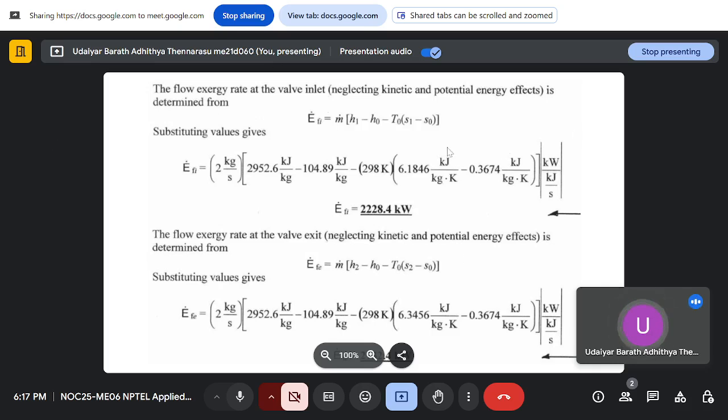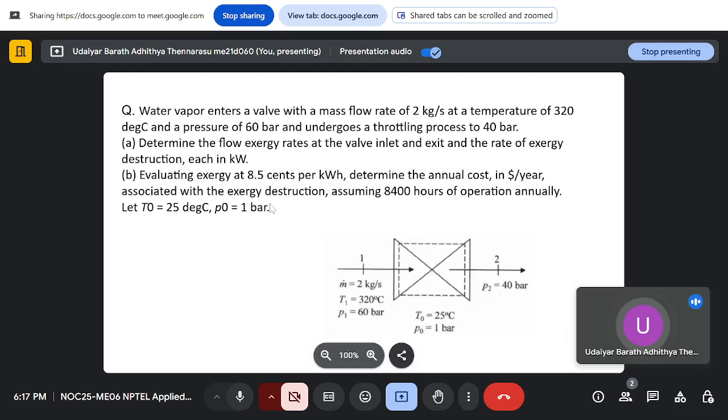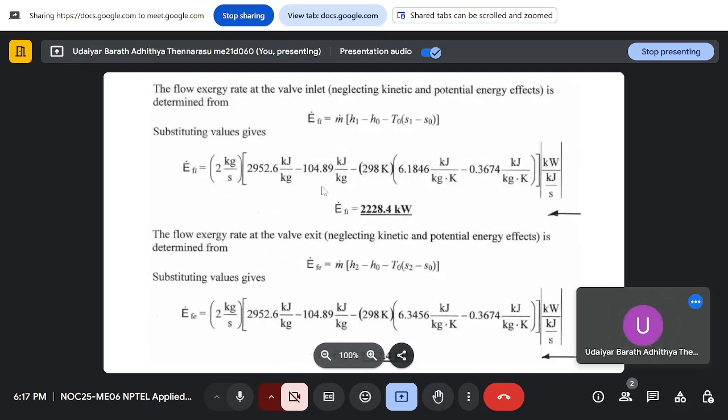So flow exergy at inlet is nothing but H minus T naught S, minus my exergy at the dead state. So m dot times H1 minus H naught minus T naught times S1 minus S naught. Substituting the values, with the mass flow given as 2 kg per second, I get the flow exergy at inlet as 2228.4 kilowatt.